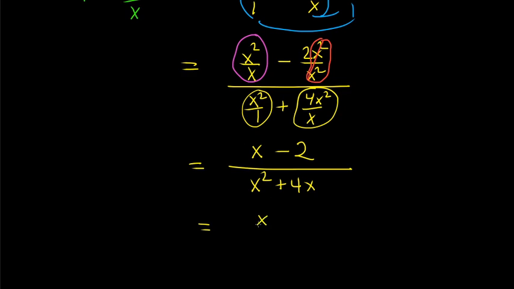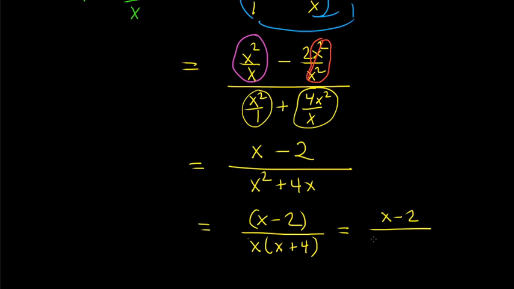Factor and cancel. The numerator, x minus 2, there's nothing to factor there. It's prime. The denominator, we can factor out an x, and we're left with x times x plus 4. So we're factored completely. What can we cancel? Nothing, right? So this is as simple as it gets. We're done.